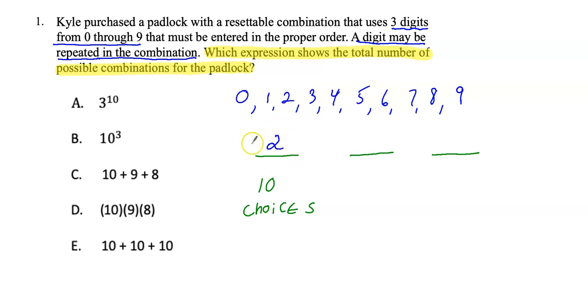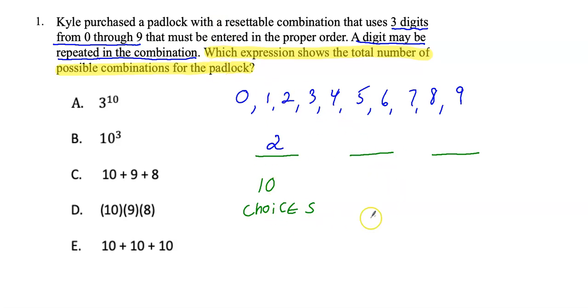Once I pick that 2, can I use it for the next digit, or do I need to cross it out? What do you think? Well, I can use it again. It says a digit may be repeated in the combination. So since I chose a 2 for the first digit, I don't cross it out because I could use it again. So keep that in mind.